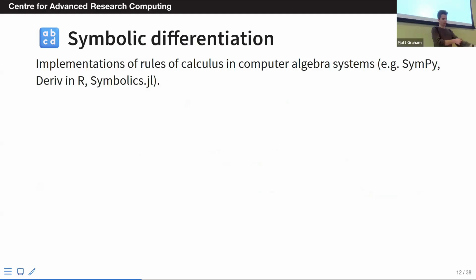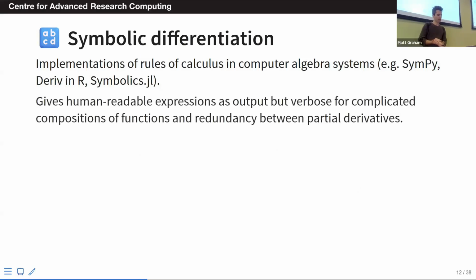So the other approach that we have available for computing derivatives on a computer is what's sometimes termed symbolic differentiation. This is effectively the kind of derivative implementations that we get in computer algebra systems, so things like SymPy, Symbolics.jl in the Julia ecosystem. There's also a package in R called Deriv, which effectively does symbolic differentiation. The nice thing about symbolic differentiation is that it correlates a bit more to when we're differentiating things by hand on pen and paper.